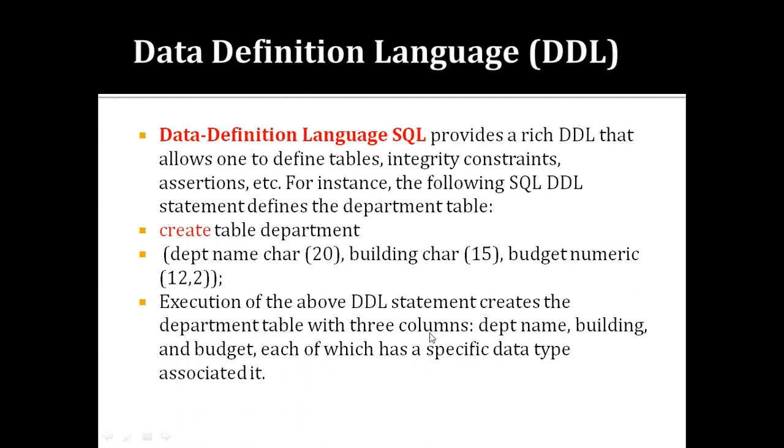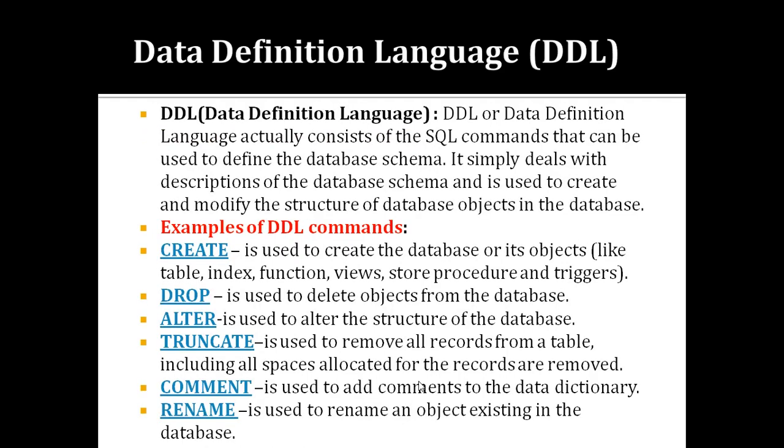With the three columns. Which columns are there? Department name, building, and the last one is the budget. Each of which has a specific data type associated with it. So the department name attribute, building, and third is the budget. The result is showing the table of three columns. Okay? So see here, once again they give the definition to clarify your concept. DDL, or data definition language, actually consists of the SQL commands that can be used to define the database.